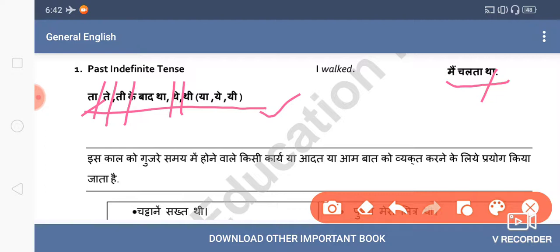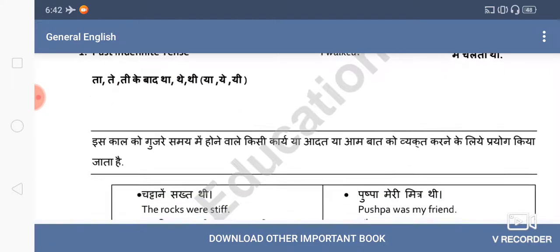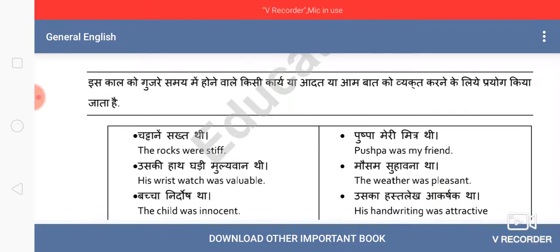Now, how do we identify that any sentence is in past? Identification in English is again very simple. You see was, were, or the verb in its second form, the past form. Or if the sentence is interrogative or negative, you will see did or did not in such a sentence, and you can easily identify that the sentence is past indefinite tense.